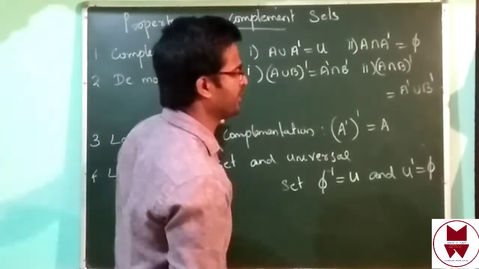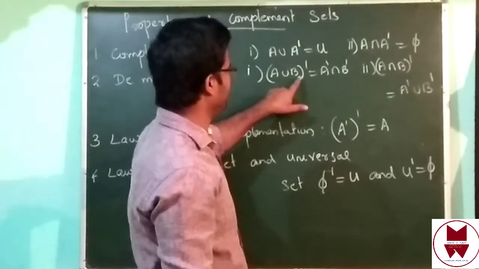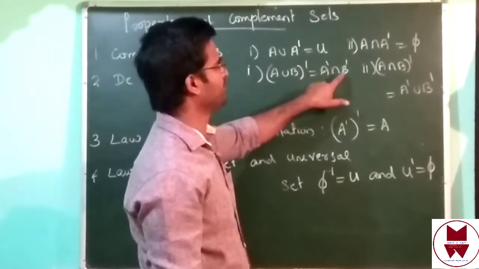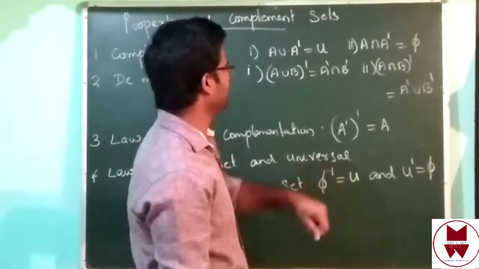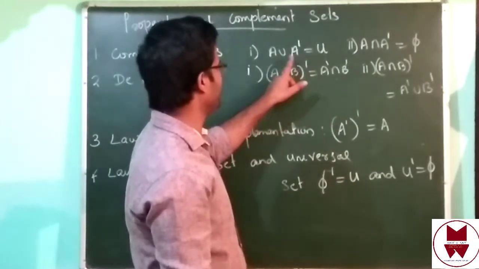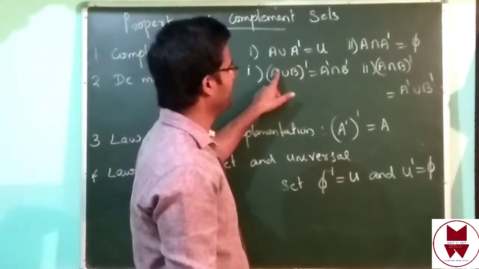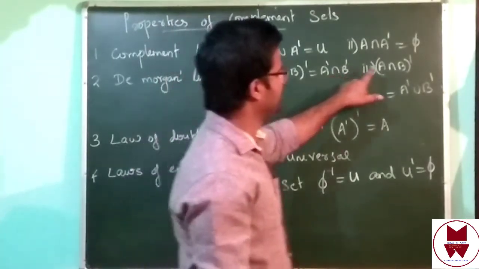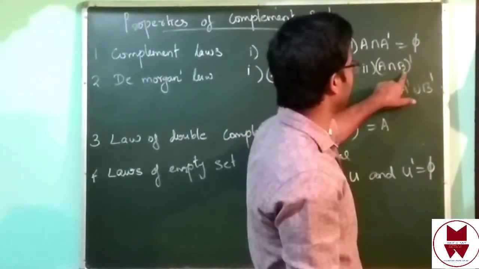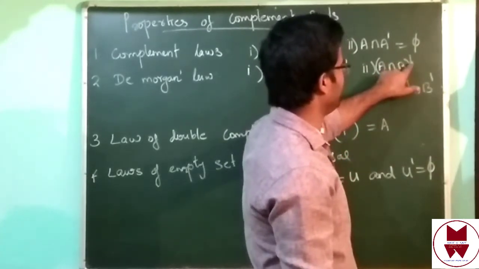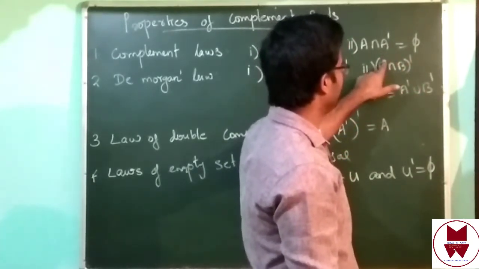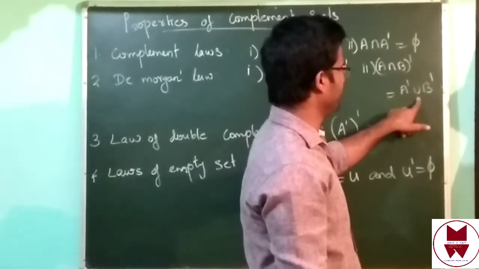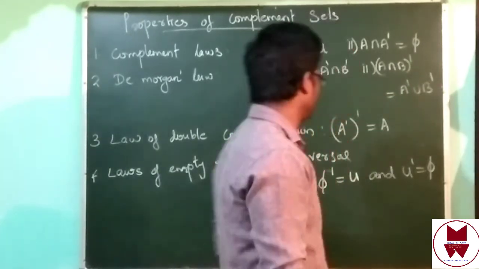De Morgan's law. What does De Morgan's law mean? A union B, all complement, equals A complement intersection B complement. Here, if you give the complement inside the bracket, the union will change to intersection. Then the second law: A intersection B, all complement. If you give the complement symbol inside the bracket, the intersection will change to union: A complement union B complement. Keep that in mind.